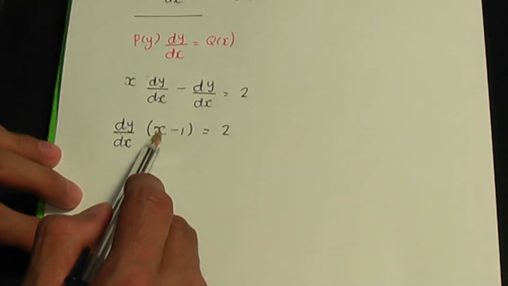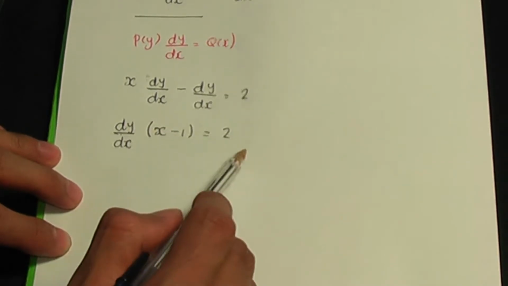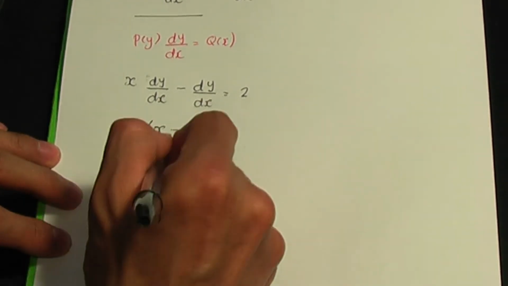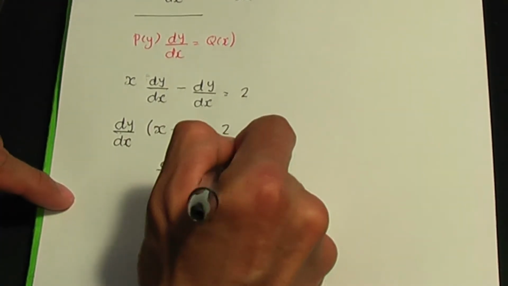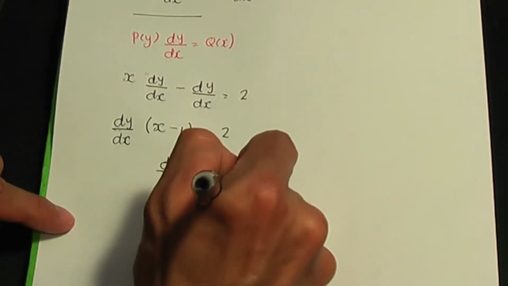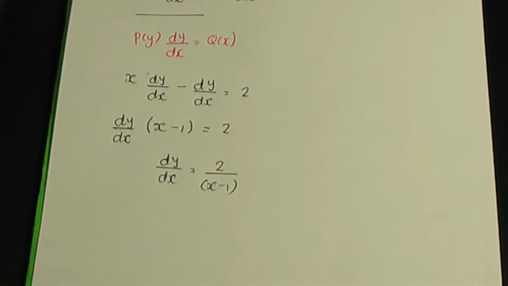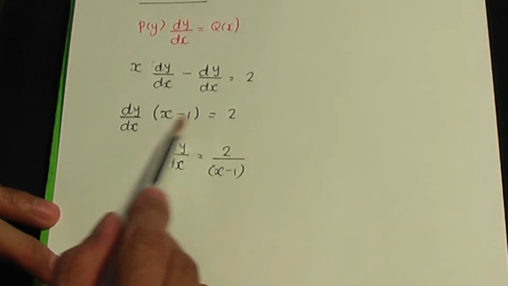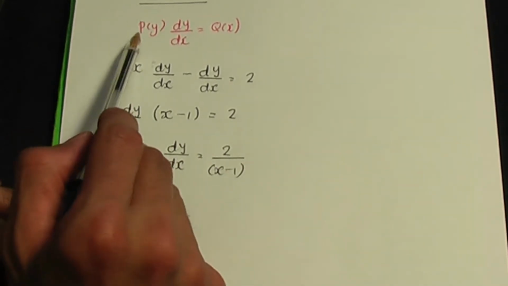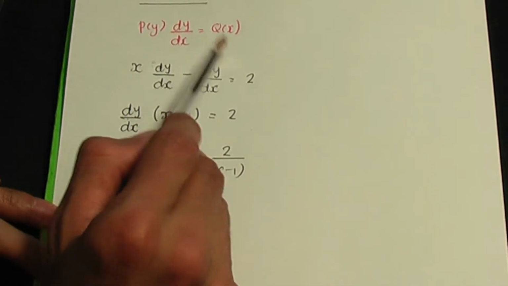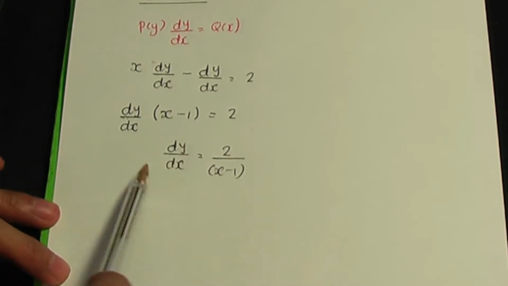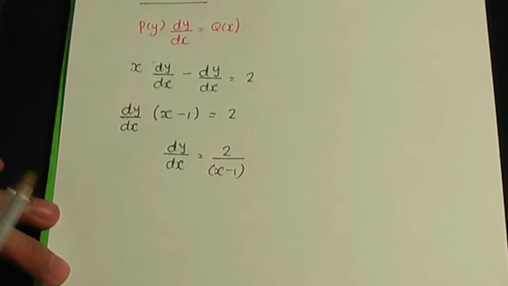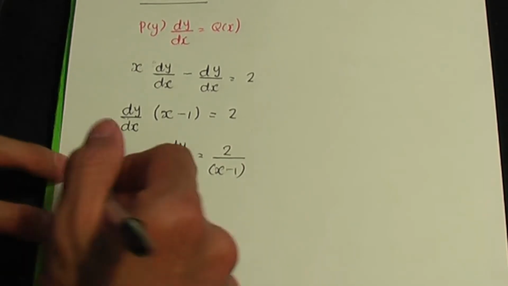Now let me take x minus 1, this term as a whole, to the right hand side. So I'm going to have dy over dx equals 2 over x minus 1. As you can see, this equation is of the form p(y) dy over dx equals q(x). So once again, we have a first order differential equation. Since we have a first order differential equation, we need to use separating the variables.